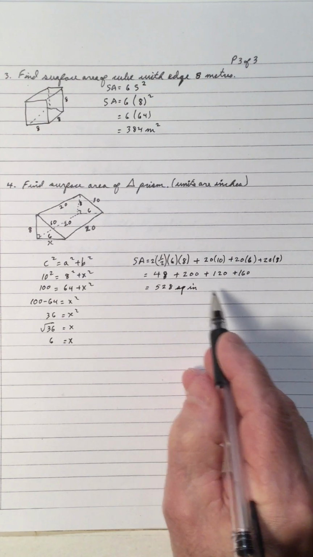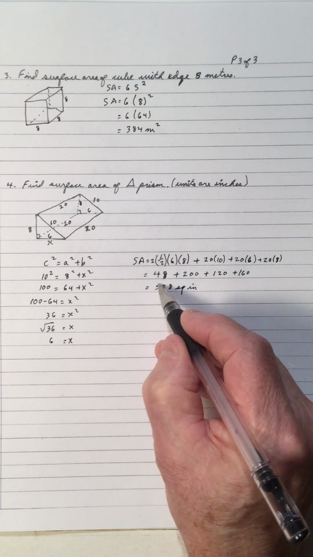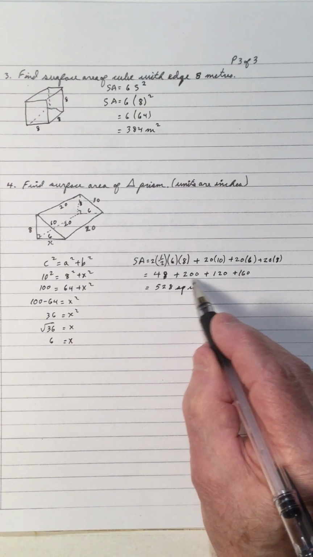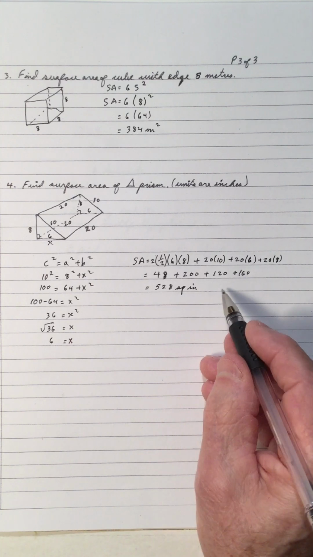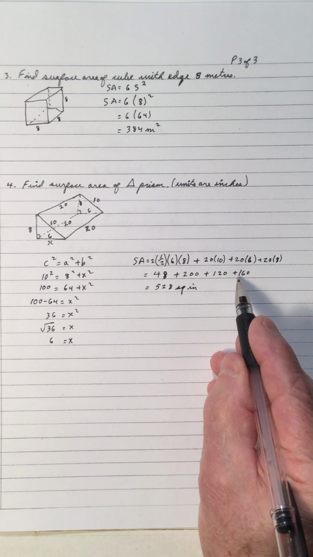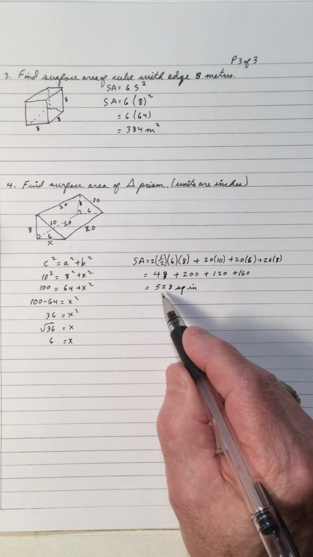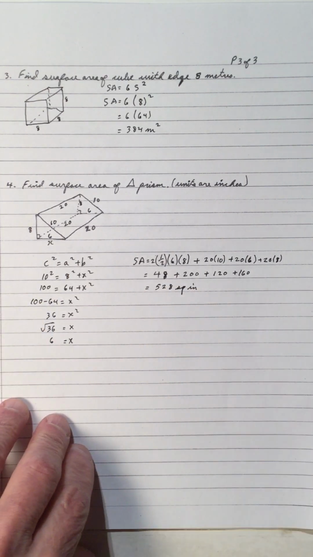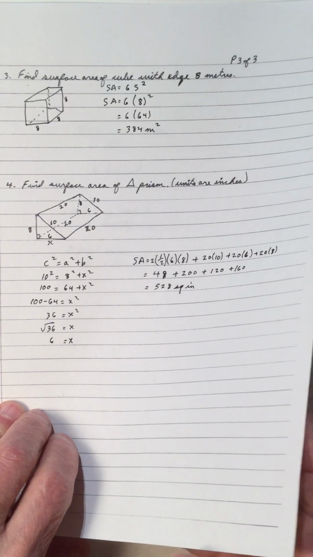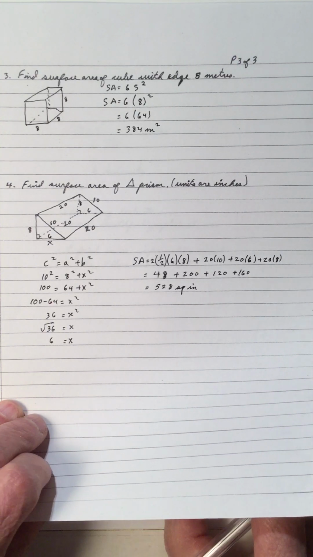Again, 528 when you add it all up. Use your calculator, or I'll line them all up. So that's 200, 300, 400, 480, and 480 add on 48 is 528 square inches. So that's a review of the rectangular solid and the triangular prism.